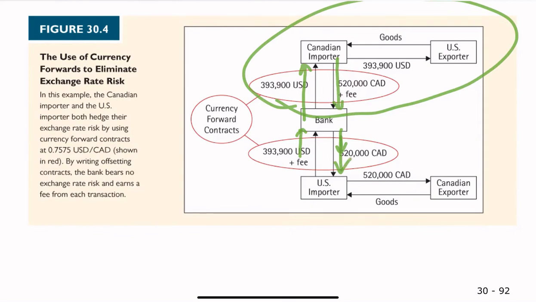So what you can see here is the bank is really serving as a middleman between the Canadian importer and the US importer. And in the end, the bank is not holding any currency, and the bank has no currency risk. Instead, it will earn some profit from charging fees, right? Fees are essentially profits to the bank.